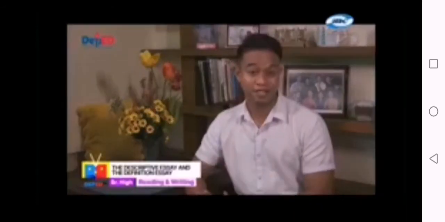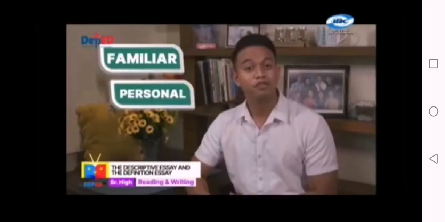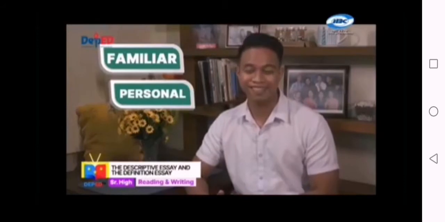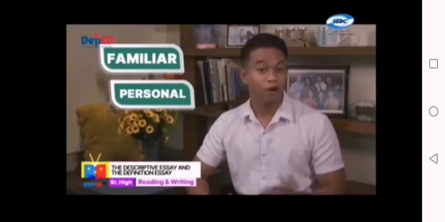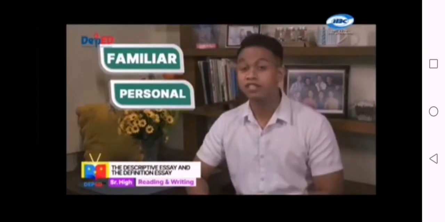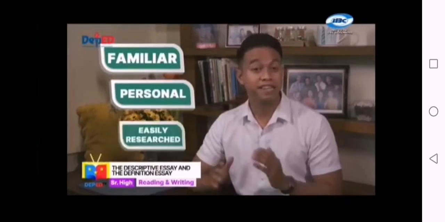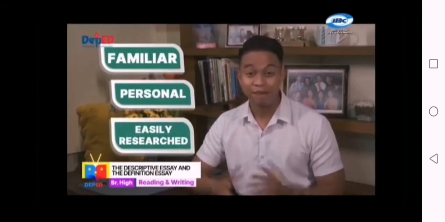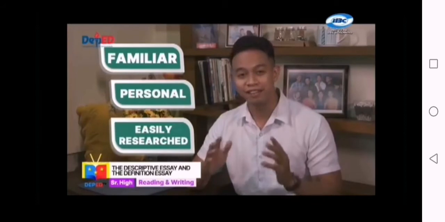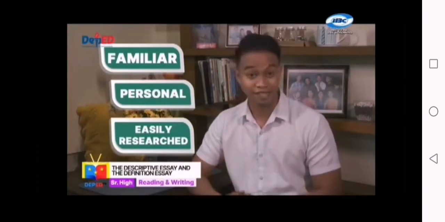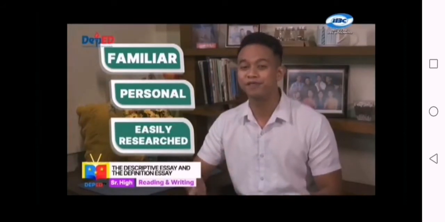Just like the description essay, the first step in writing a definition essay is to choose a subject. We have explained before that we need to choose a subject that is familiar and personal. Doing so will help us write about it in great detail. Also, make sure that the subject we chose can be easily researched, meaning it should have a good amount of credible sources you can refer to for further information. If not, you may have to reconsider your choice.